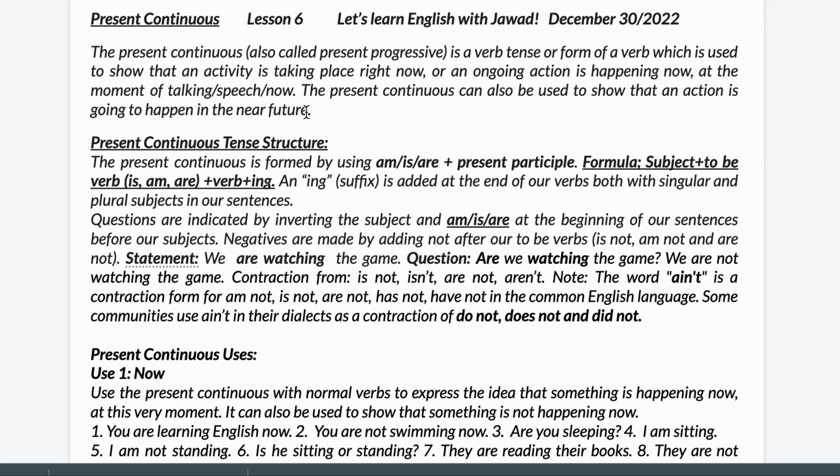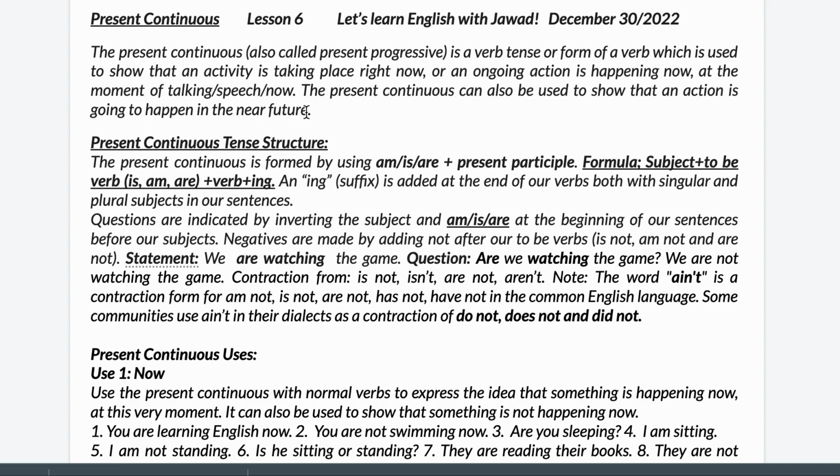For example, right now I am talking to you guys. I am sitting in my room. I am sitting in my office. I am reading a book. Anything that we are doing right now, for example, that's called present continuous.